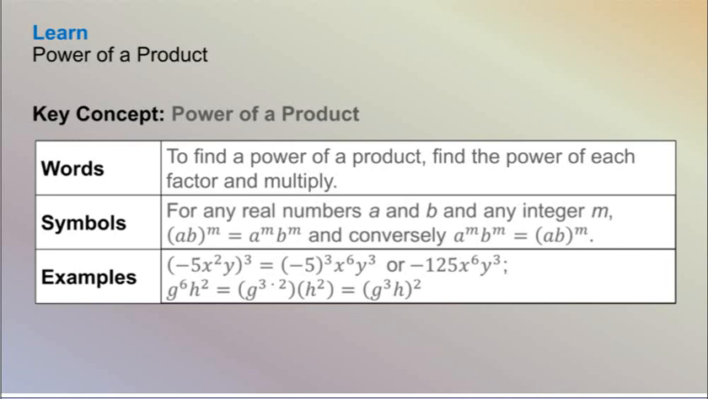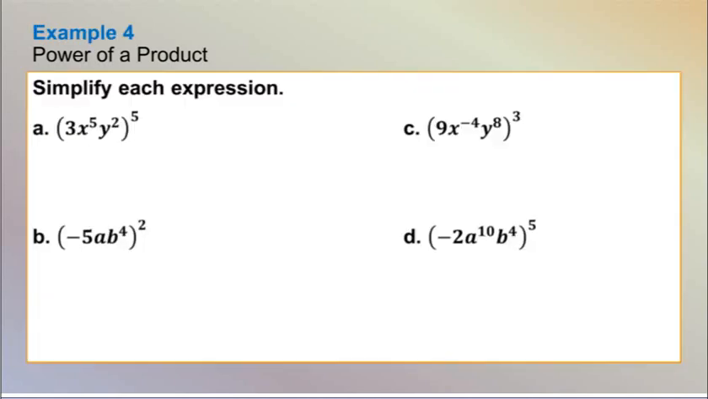Next law of exponents would be a power of a product. And what does the power of a product say? To find the power of a product, you find the power of each factor and you multiply. So for this example here, you have to raise everything to the 3rd power first, and then you multiply to simplify your answer. So let's take a look at an example.